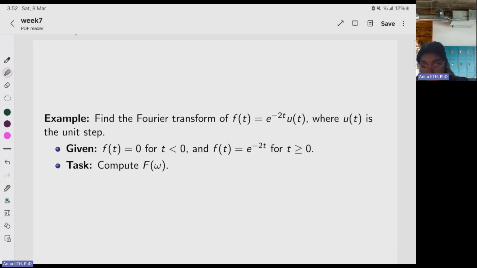Find the Fourier transform if f(t) is equal to e to the power minus 2t u(t), where u(t) is the unit step. You have to compute F(omega), provided f(t) is equal to 0 for t less than 0 and f(t) is equal to e to the power minus 2t for t greater than or equal to 0. So you have to use some implications of sigma here. Just have a look at it.